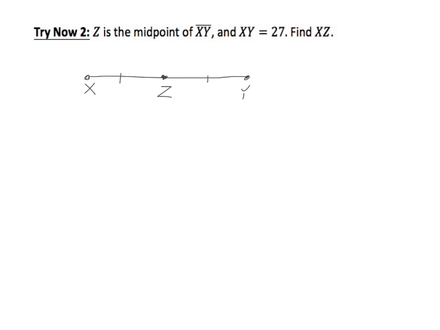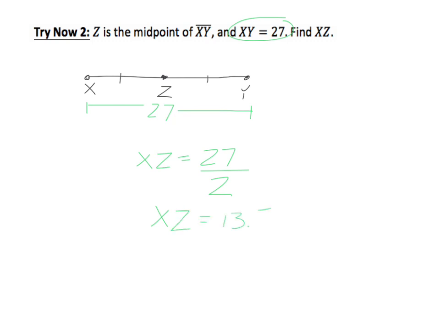Now it tells us here that XY is 27. Notice how XY, that is the entire segment. We want to know what is the length of XZ. Remember, by definition, a midpoint takes a segment and it divides it into two equal halves. So really, XZ is just half of the total distance. So do 27 divided by 2, and that gives us 13.5.